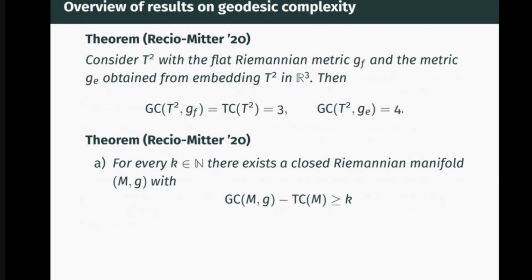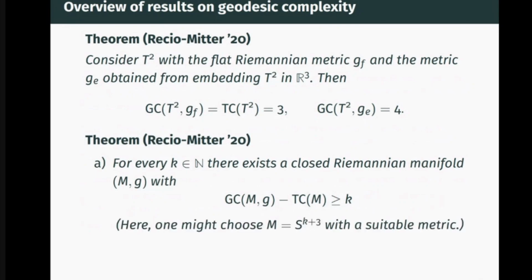And David has pushed this even further. Namely, David has shown that for every k and n, we can find a closed Riemannian manifold M such that the difference of the geodesic complexity, where I've also included the metric g in the notation, minus the topological complexity is at least k. So we can become arbitrarily big. And you might ask now, how does this Riemannian manifold look? It turns out it's surprisingly simple. We can always choose M to be the (k+3)-sphere. We just need a suitably complicated metric. So there we can really do some explicit twists and turns with the metrics to get a really messy metric.